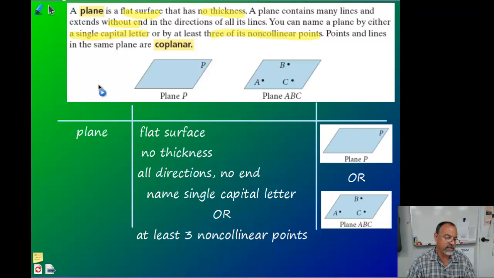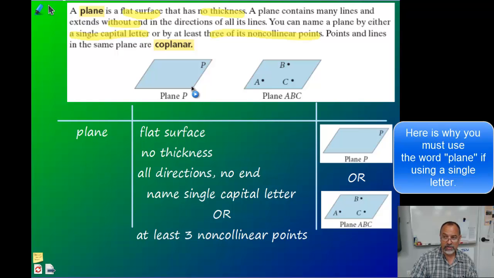So you can either name it with a single capital letter. If you're going to use the single capital letter, you must use the word plane, because what else do we name with a single capital letter? A point. So if you just put down the letter A, how do I know, are you talking about point A or are you talking about plane A? And there's a big difference, because planes go on forever, points are just a location. So if you're going to use a single letter to name a plane, you must use the word plane with it to distinguish it from a point.